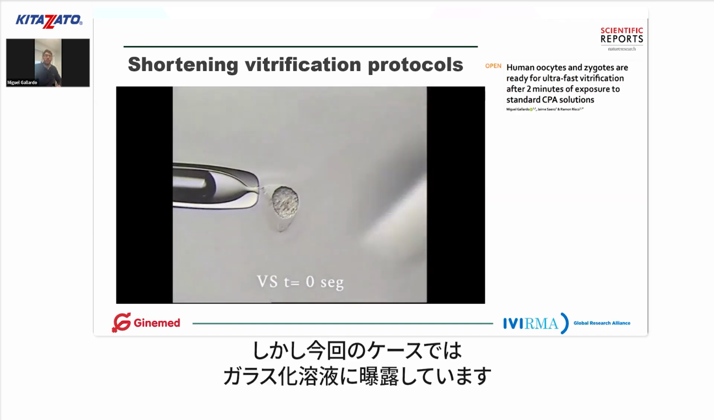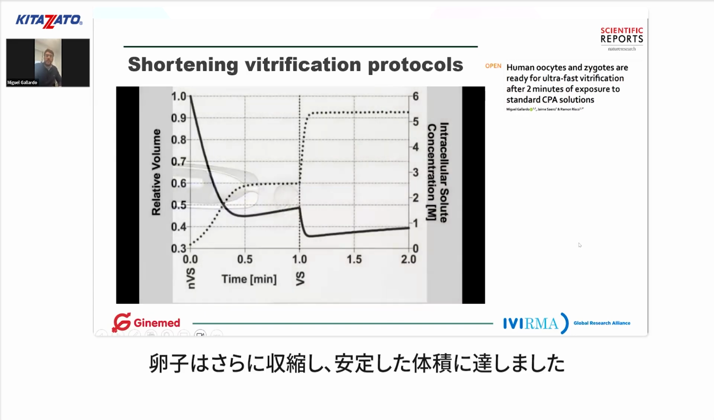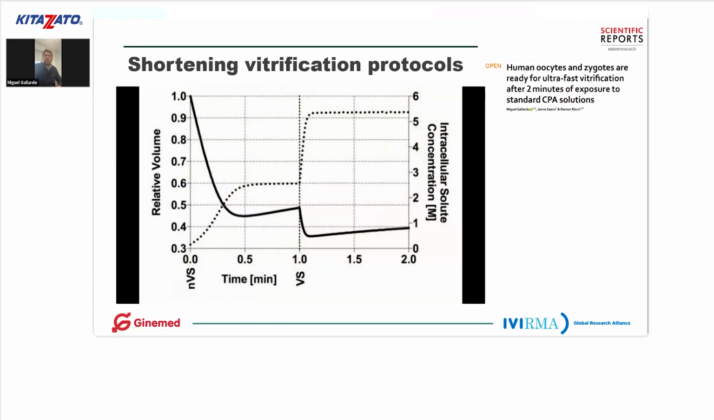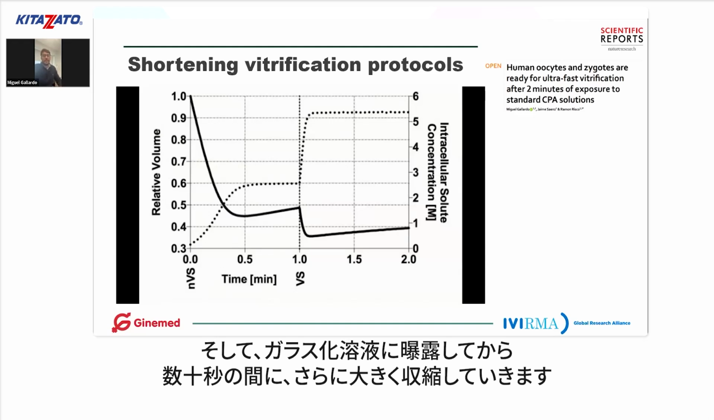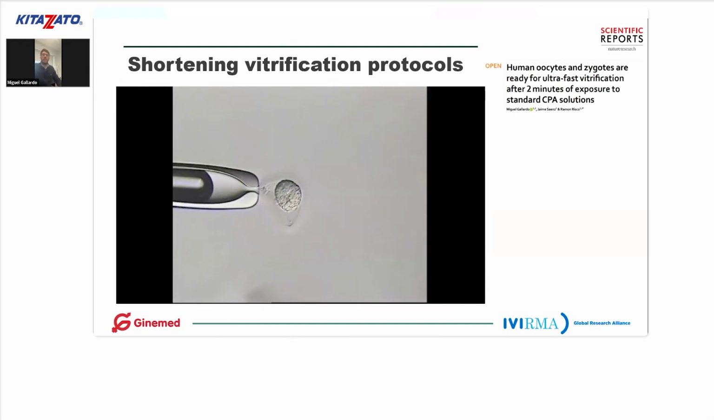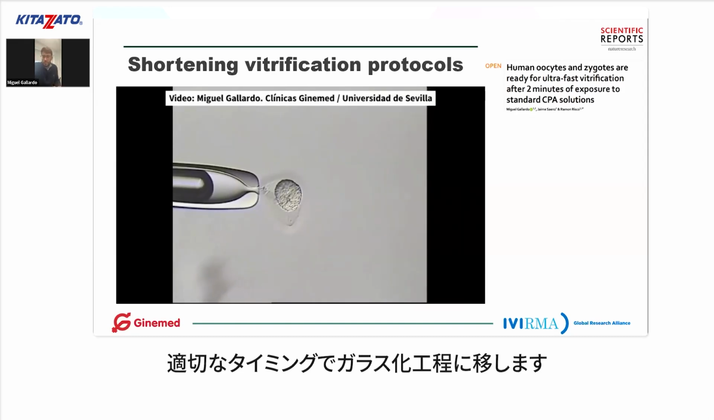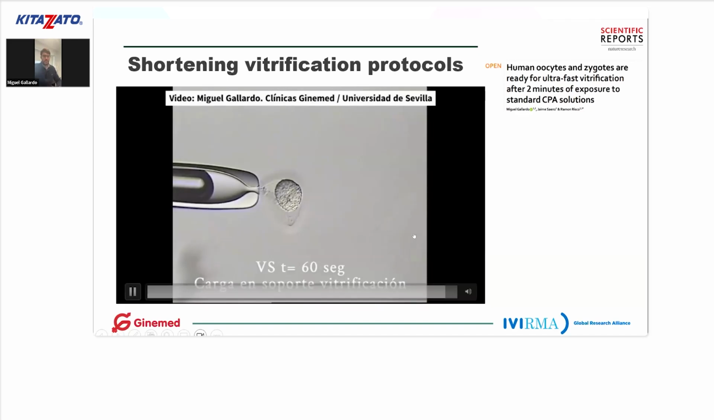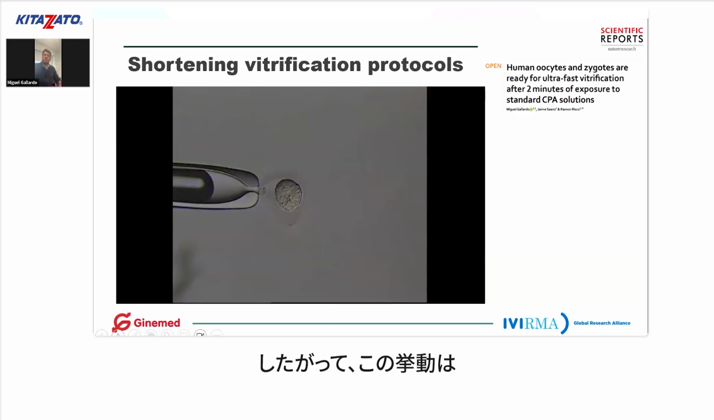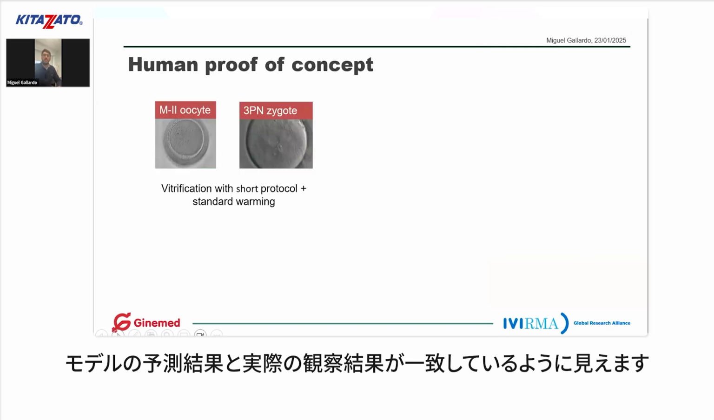But in this case, no, we expose it to the vitrification solution, and we can see that as predicted by the model, it shrinks even more to a stable degree. So in the 60 seconds of vitrification solution, it shrinks even more. And it's here when we will load it into the cryotop, or our vitrification carrier of choice. So apparently the behavior corresponds to the reality of the model.